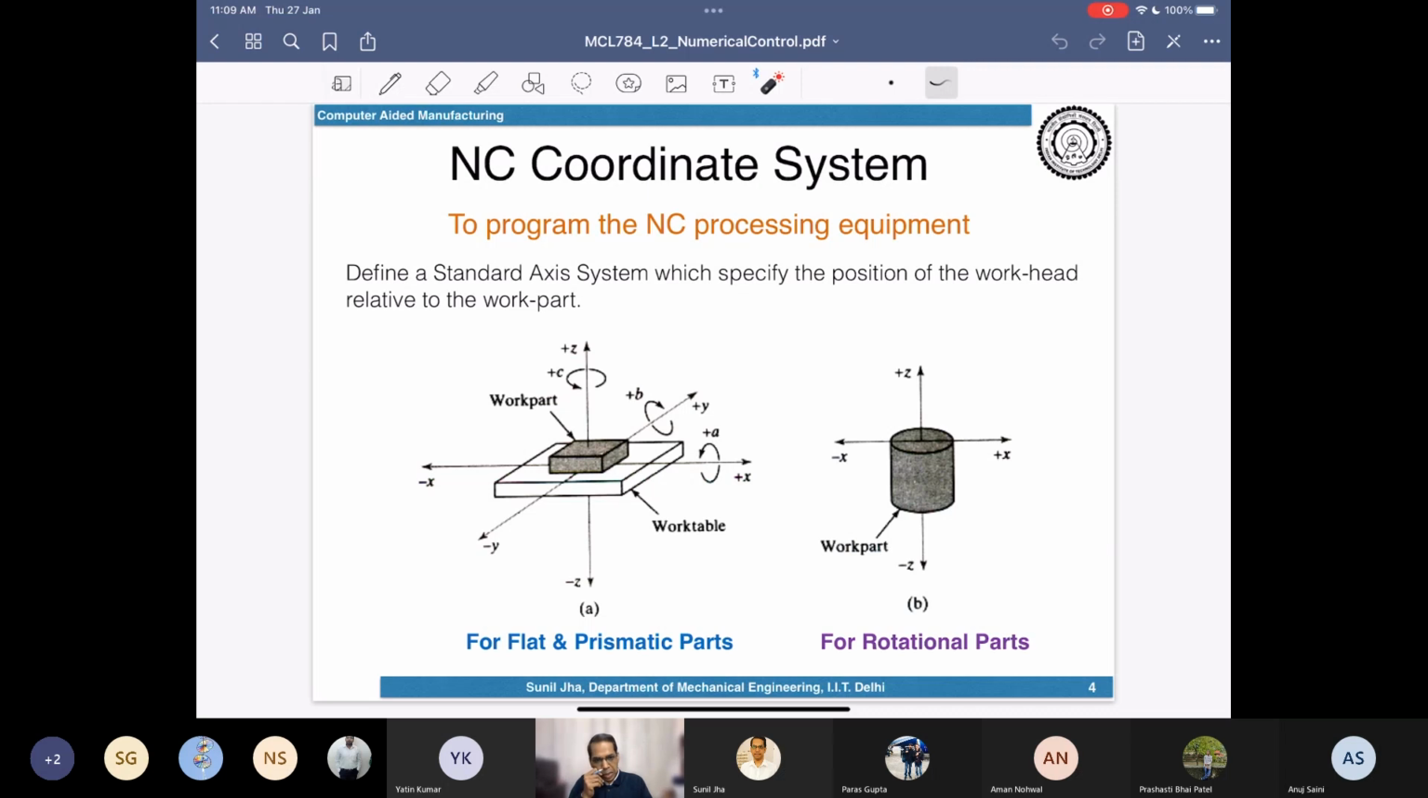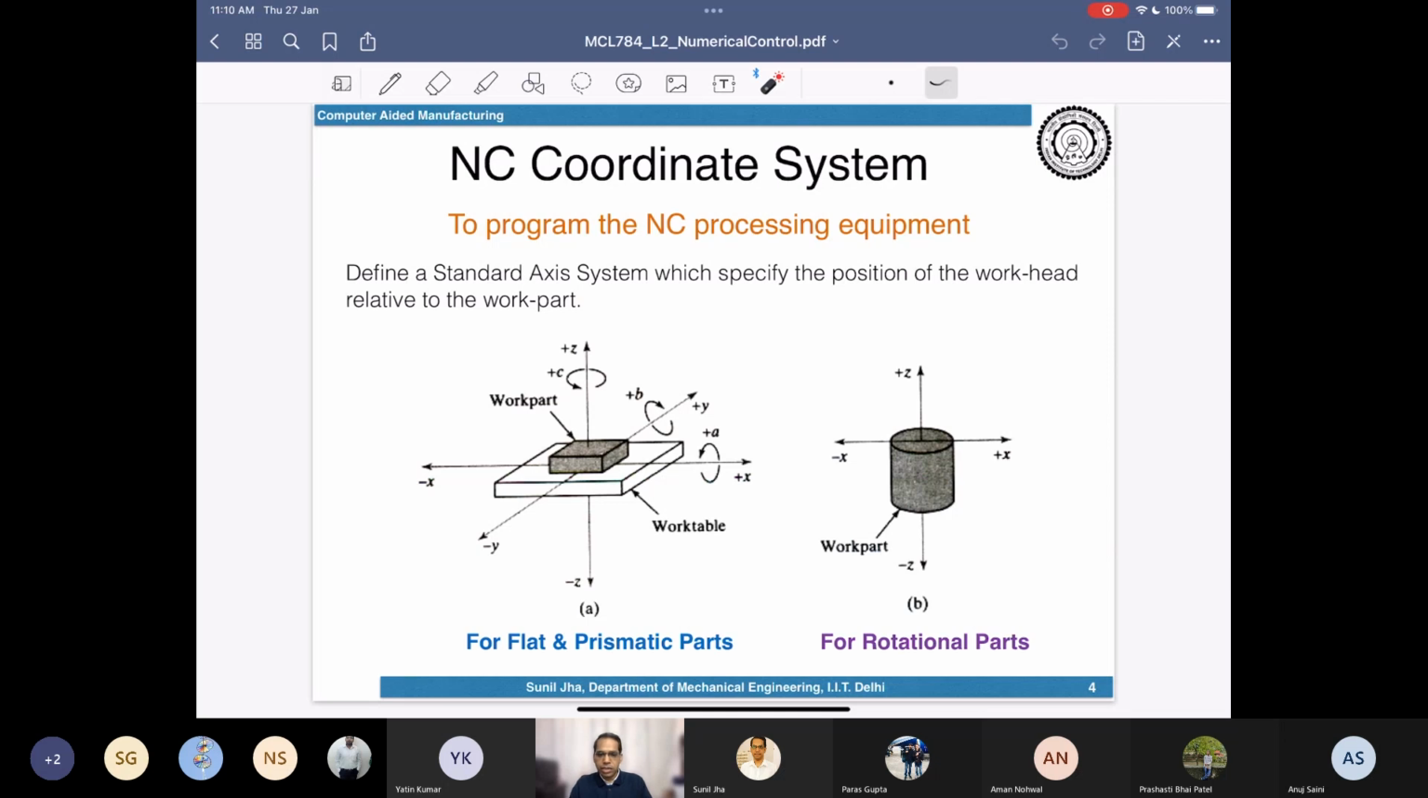So if you see here, the work table and work part, that is where you are placing the job or the work part that you want to process, will be moving with respect to this axis system. This is for the flat and prismatic components. This is applicable for all machines where you have a Cartesian coordinate system, and then you will be moving the linear motion and the rotation motion of the different axes.